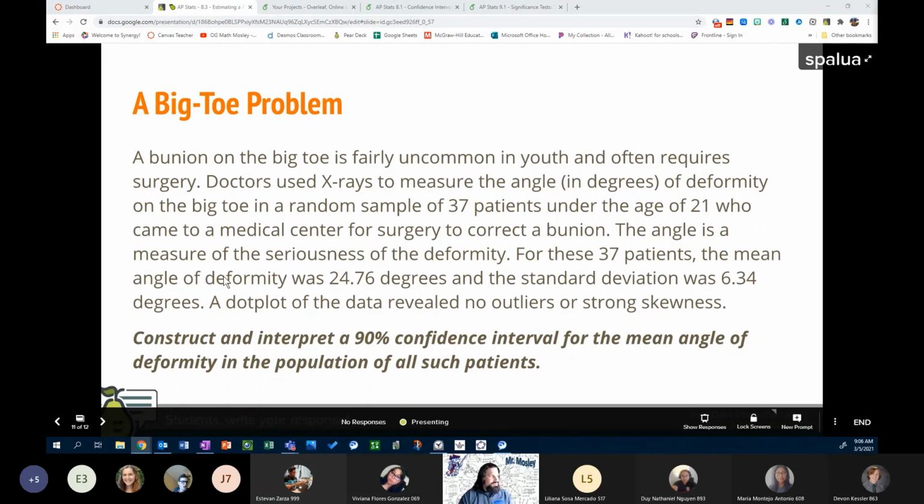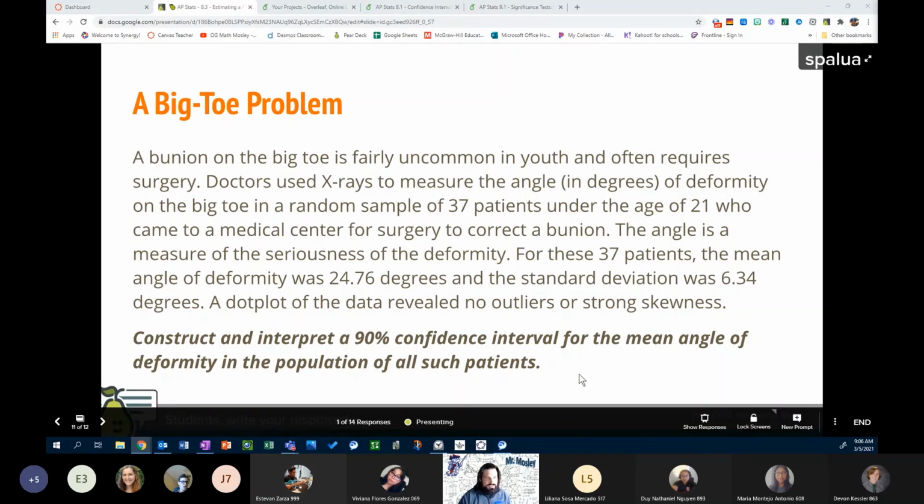The angle is a measure of the seriousness of the deformity. For these 37 patients, the mean angle of deformity was 24.76 degrees and the standard deviation was 6.34 degrees. A dot plot of the data revealed no outliers or strong skewness. You need to construct and interpret a 90% confidence interval for the mean angle of deformity in the population of all such patients.